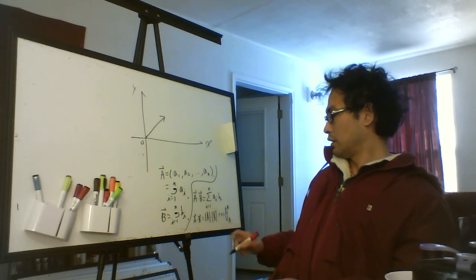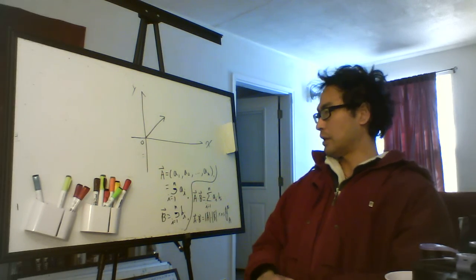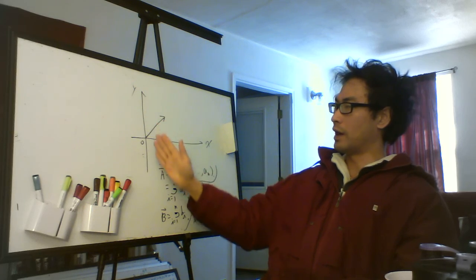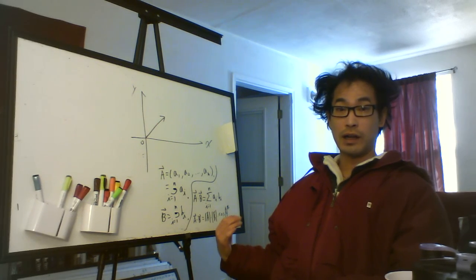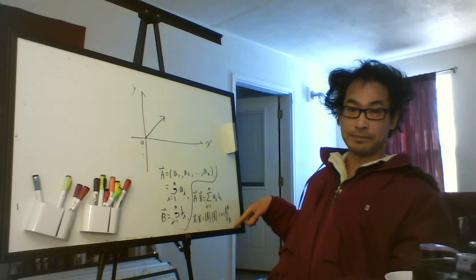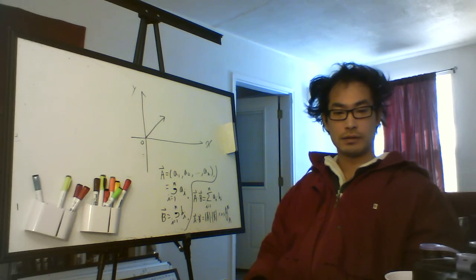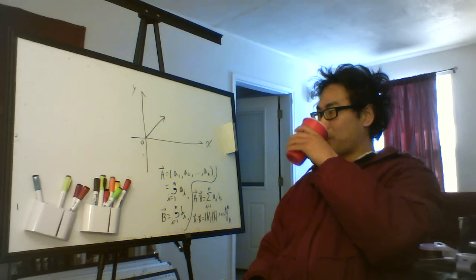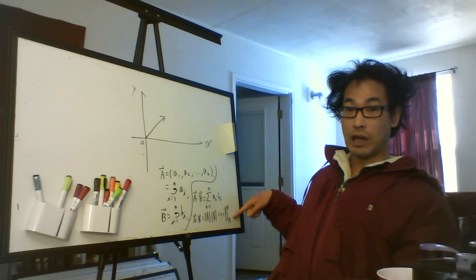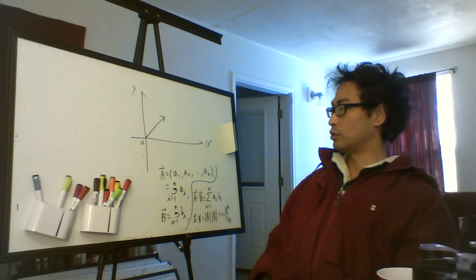Because the cosine function is symmetric about the y-axis, cosine theta is equal to cosine minus theta, right? So the angle from A to B or B to A doesn't matter, because cosine theta is cosine minus theta. And they're equal. The algebraic definition and the geometric definition are equal. Why? That's what I'm gonna show you.